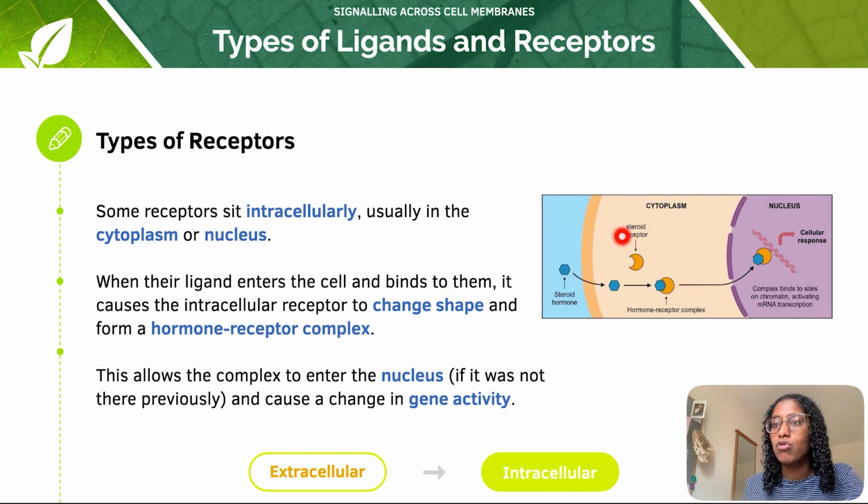This is our steroid receptor, this is our steroid hormone, which, remember we said what sort of ligand was it? It was a hydrophobic ligand, so it's going to pass through our membrane, it's going to hide away from the water in our extracellular fluid, it's going to bind to our steroid receptor. Our steroid receptor is going to change shape and form a hormone receptor complex, and this complex is allowed to enter the nucleus because it's changed shape and causes a change in gene activity.